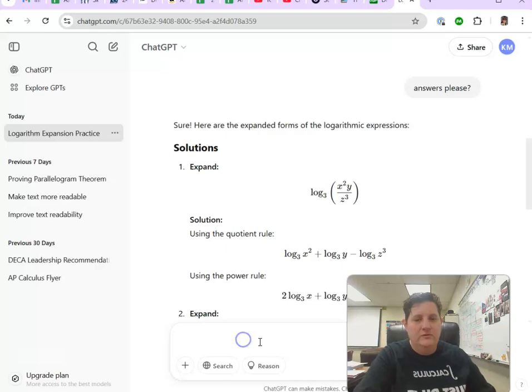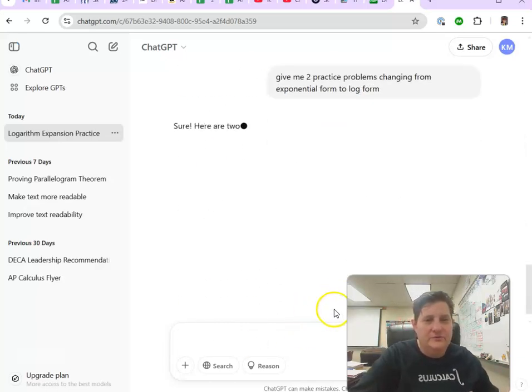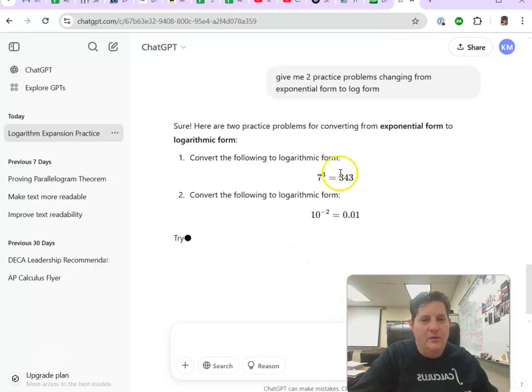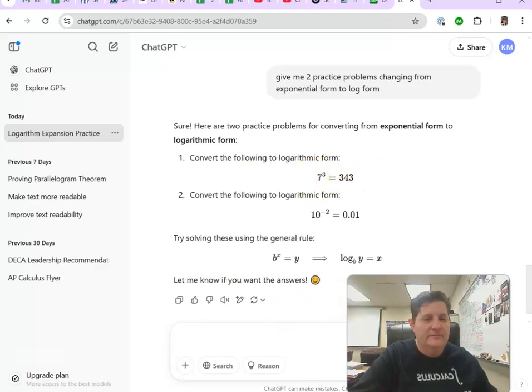You could do, give me 2 practice problems changing from exponential form to log form. I'm even just going to put log form, and it knows what I mean. Sure, here we go. Write those in log form. These are really great problems. And then you can write them out, try them, and then let me know if you want the answers, and put that in there.